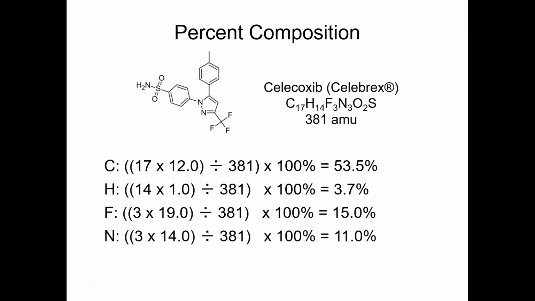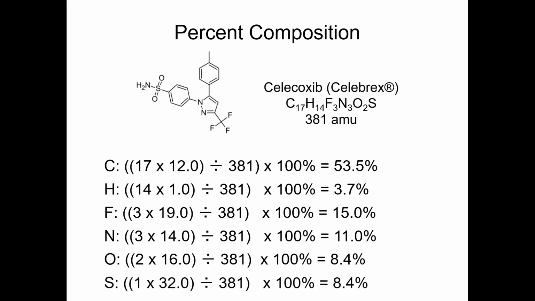I keep doing this the same for the rest of the elements. It's 3 nitrogens times 14.0. It's 2 oxygens times 16.0. It's 1 sulfur times 32.0. In each case here, I've just rounded the atomic weight from the periodic table to 1 decimal place. I get 11% nitrogen, 8.4% oxygen, and 8.4% sulfur. And so I've done all 6 of these elements individually. And when you add all these numbers up, you will find that it does indeed add up to 100.